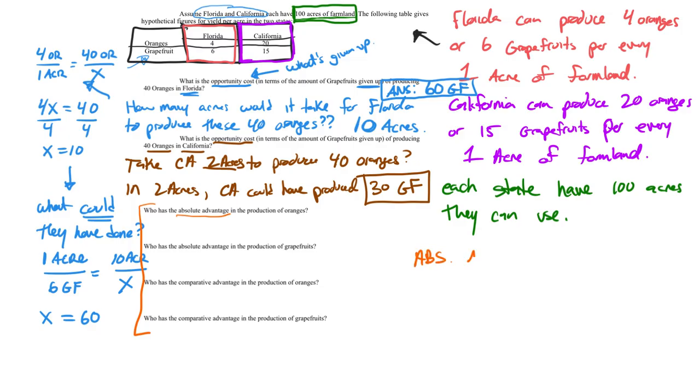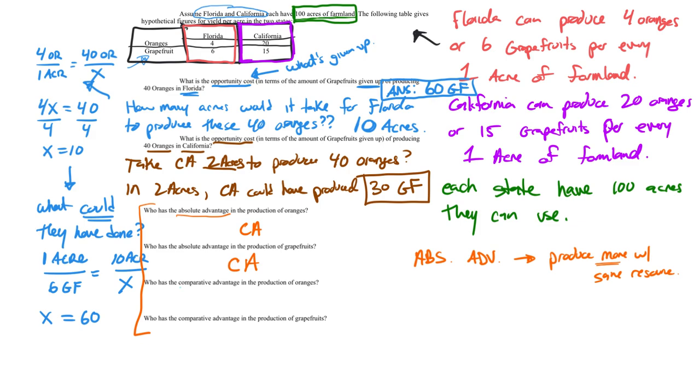Absolute advantage. So I'm going to do it ABS, absolute advantage. Basically, which one can produce more with the same resource. So basically, I care about you understanding more. So who can produce more oranges? Well, for every 1 acre, California can produce 20 versus 4. So this must be California. And we can do the same thing. Absolute advantage is producing more. Make a flashcard for that. When it comes to grapefruits, Florida does 6, California does 15. 15 is greater than 6, so this must be California as well.